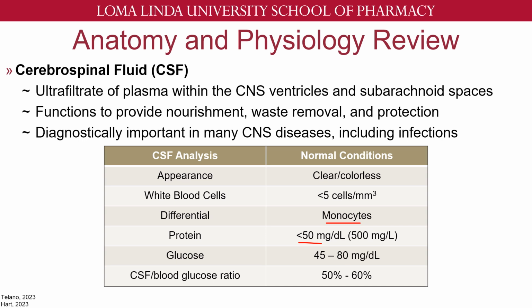Just like the blood, the CSF also has glucose. This is how our neurons get energy, and the normal glucose range in CSF should be around 45 to 80. And then we can also do what's called a CSF to blood glucose ratio. That is essentially taking the glucose within the cerebrospinal fluid and dividing it by the serum glucose. We obtain a ratio, and if we multiply that ratio by 100, we get our percentage. We'll look at that calculation a little bit later. But ultimately, we should have a CSF to blood glucose ratio of between 50 to 60% in a normal person.